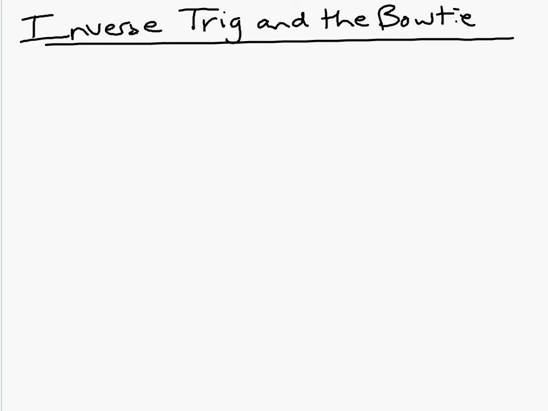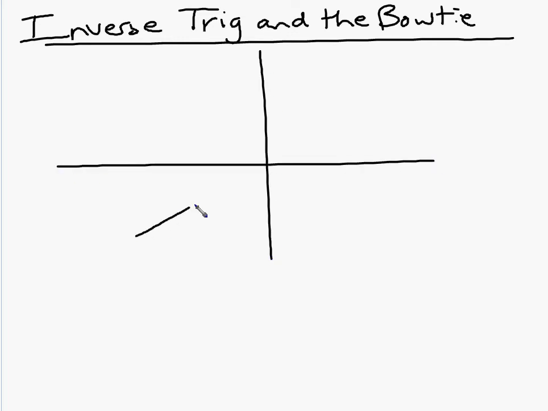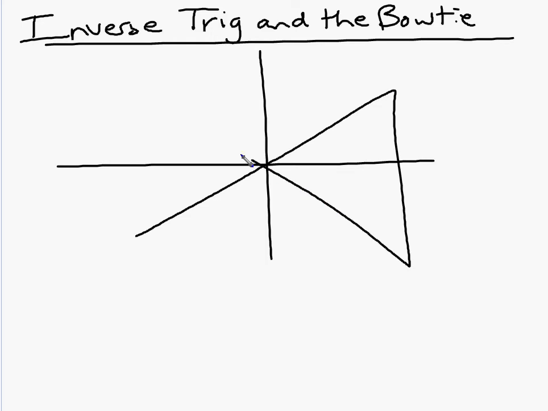We're going to review the bow tie and some inverse trig, and this is going to be a short review because we spent a lot of time on this last spring. First off, I want to review the bow tie. Okay, if we draw a bow tie, what we're talking about is looking at the values of the trig functions.